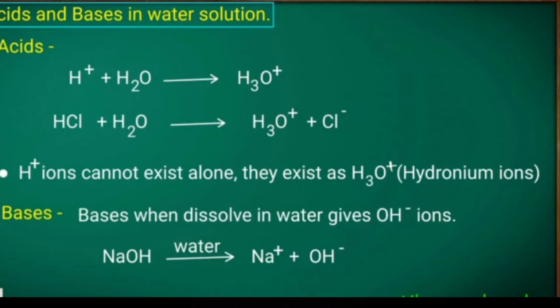Next, in the base case, a base when dissolved in water gives OH minus ion, means hydroxide ion. Means when sodium hydroxide dissolves in water, then Na plus and OH minus ions are produced.